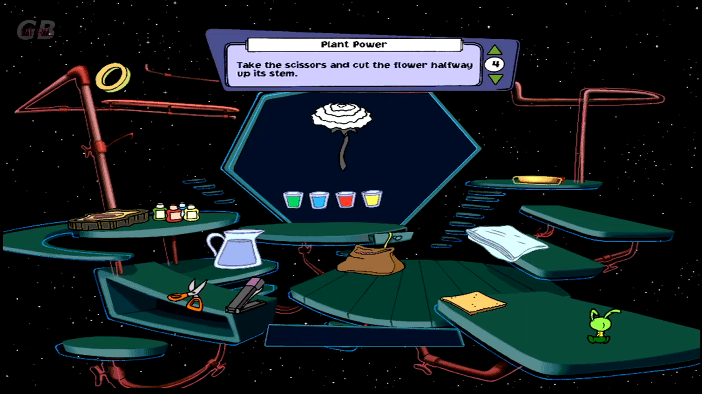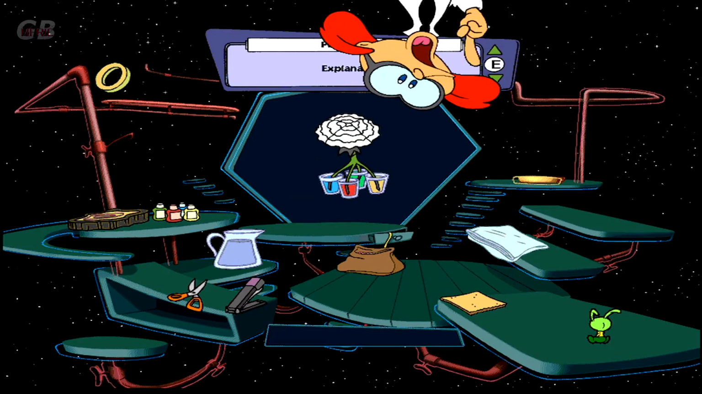This will give you a total of 4 mini stems protruding from the main stem. Place the 4 stems of the flower so that 1 stem is in each cup. In about 20 minutes, you'll see something very interesting.